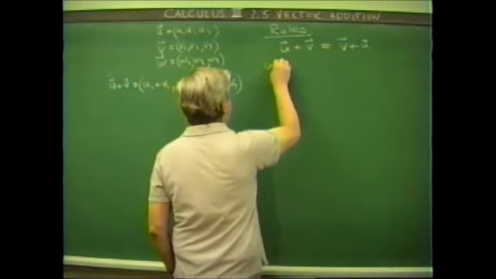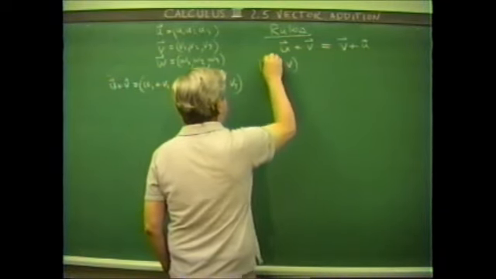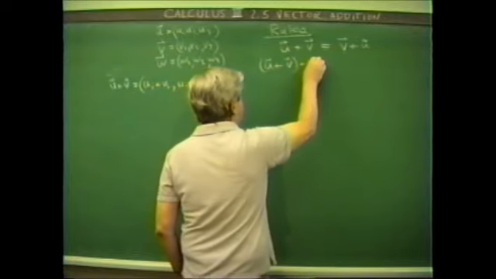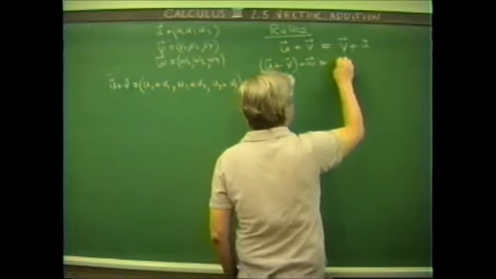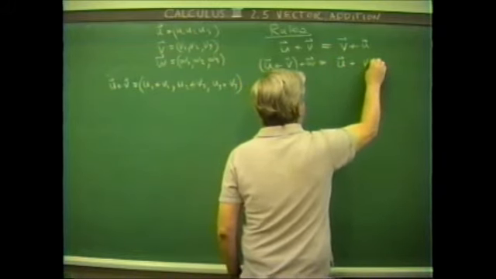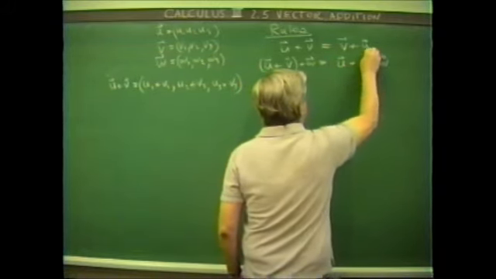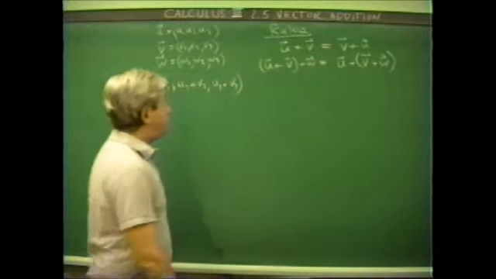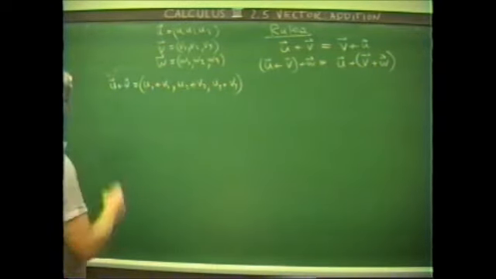Likewise, if we take u and add v to it, and then add w, we get the same thing as if we were to take u and add it to v plus w. That's the associative law.